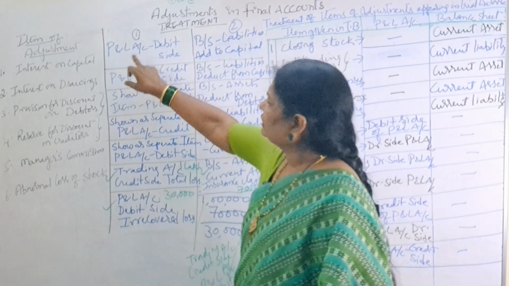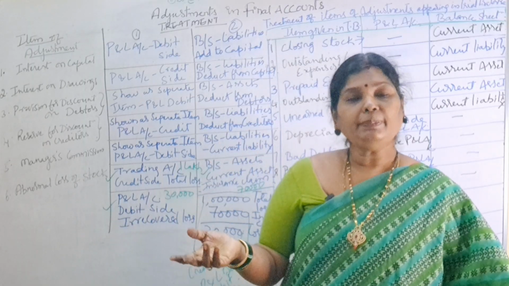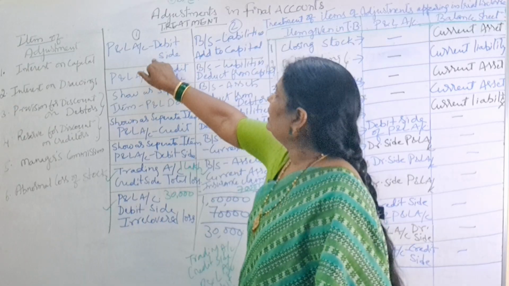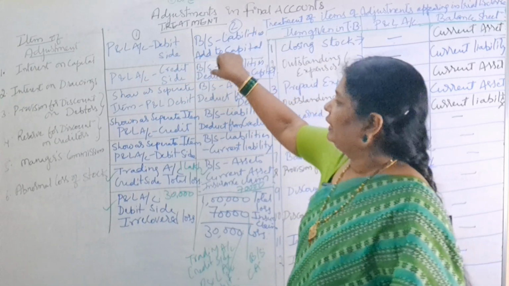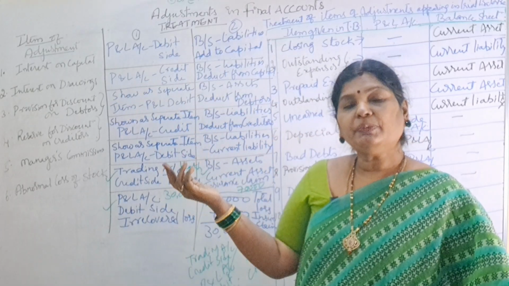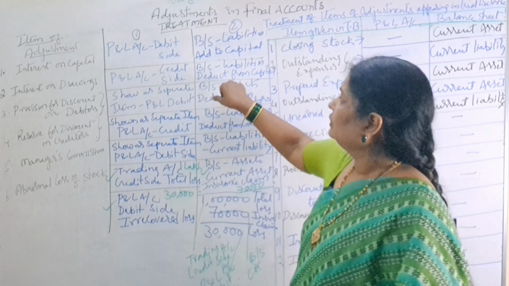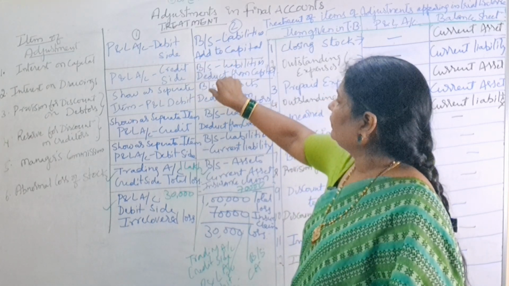Interest on capital. Interest on capital means whatever capital we are receiving from our proprietor, on that we will pay interest. So that is our expense. So we are taking it under profit and loss account debit side, and second effect, go to balance sheet and add to the capital. Next, interest on drawings. It is our income. We will take it on the credit side of profit and loss account and go to balance sheet and deduct from capital. So interest on capital will add to capital. Interest on drawings will deduct from capital.